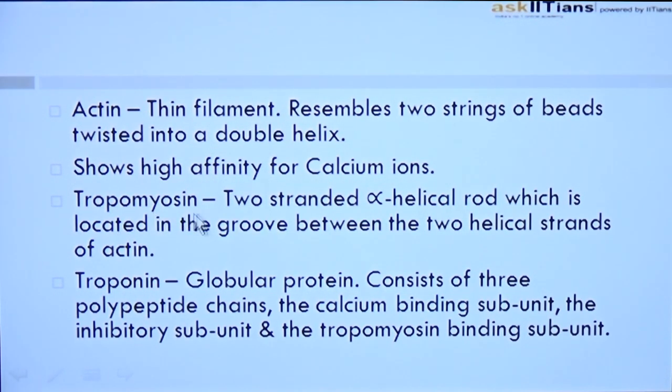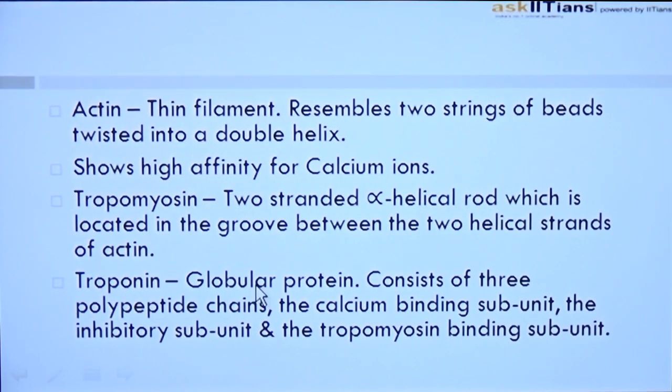Tropomyosin is also a type of protein, which is a two-stranded alpha helical rod. It is located in the groove between the two helical strands of actin. So, between the two helical strands of actin, in that groove, tropomyosin will be found.